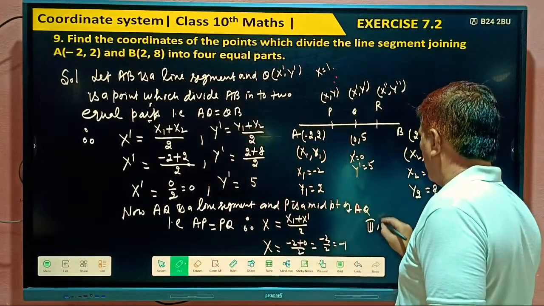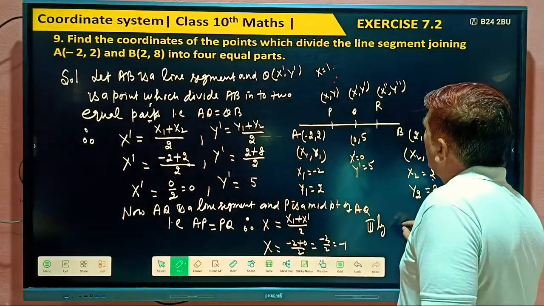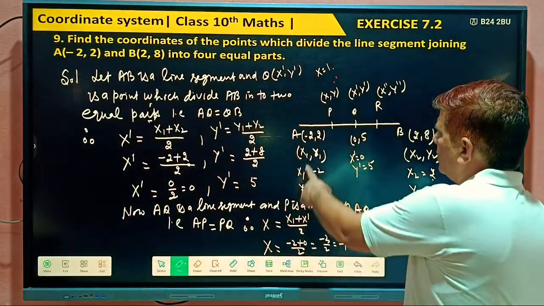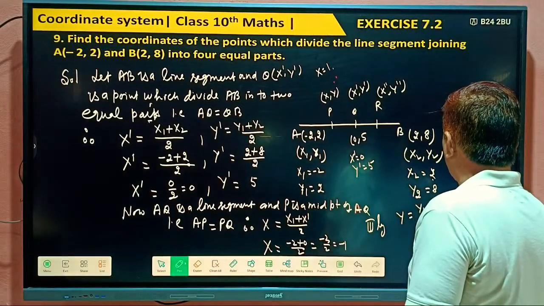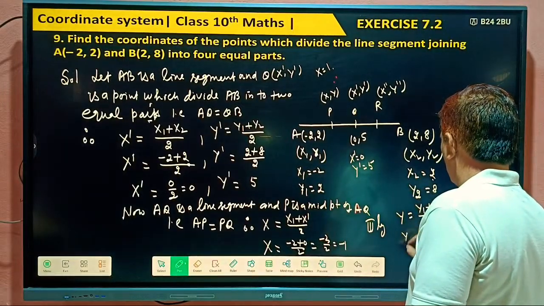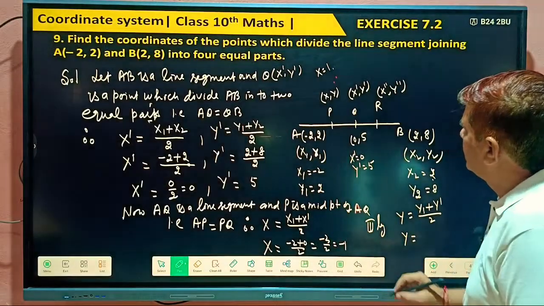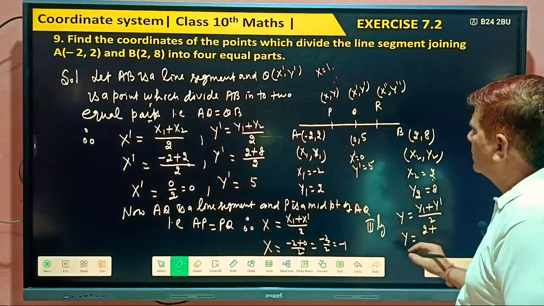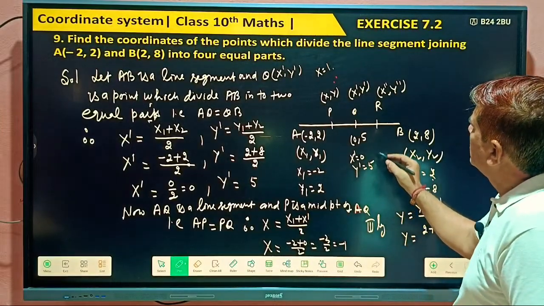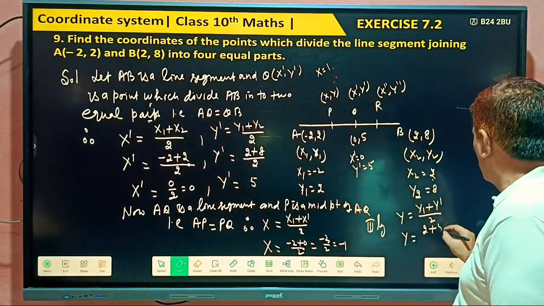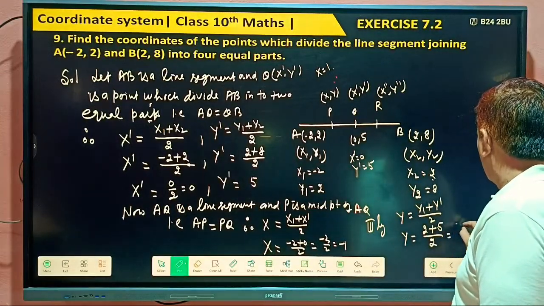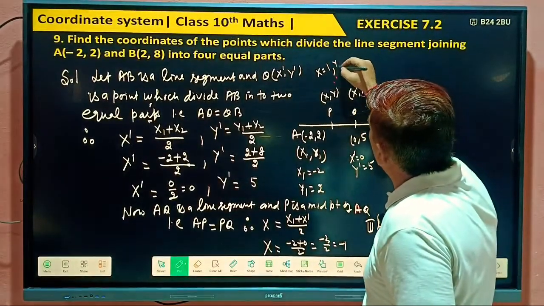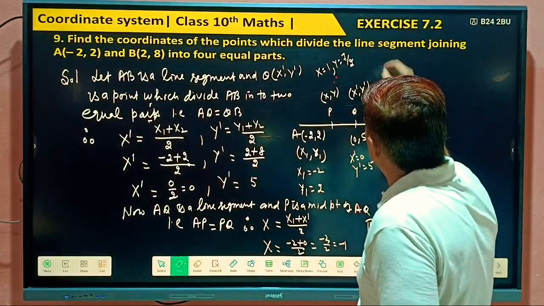Similarly, y equal to y1 plus y dash by 2. So y equal to y1 is 2 plus y dash is 5, so 2 plus 5 by 2, 7 by 2. So here y equal to 7 by 2.